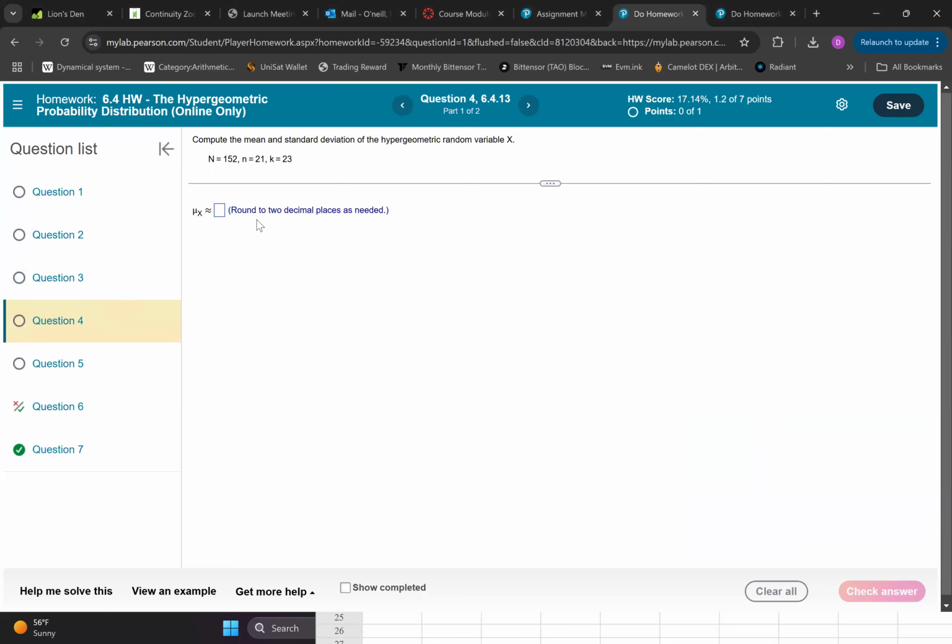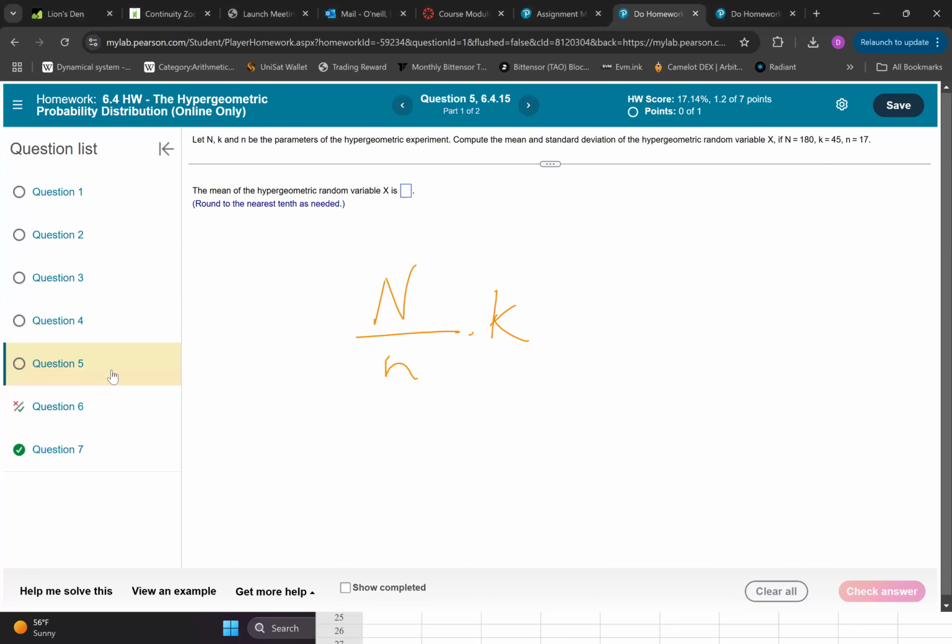Question 4. This is asking us to calculate the mean, and I'll write that. The mean is big N over little n times k. That will be your mean. So that's all you have to do. This is a pretty simple section. So this one, calculate the mean.